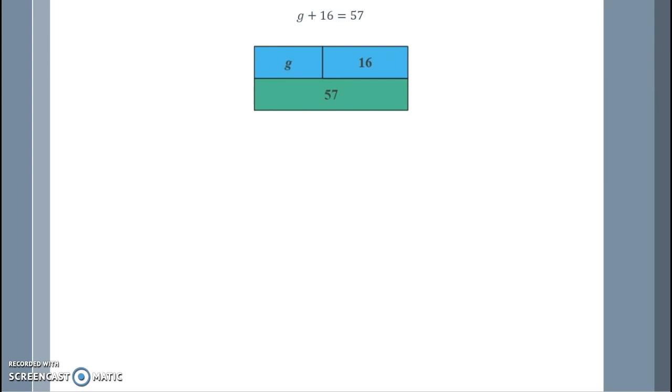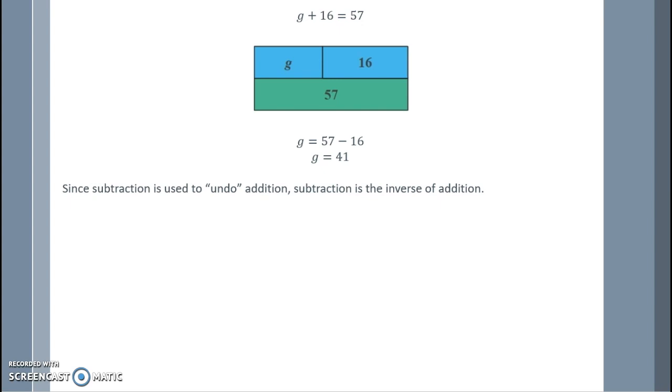G plus 16 is 57. So what plus 16 gives us 57? Well, we can take 57, subtract 16, and that will give us our extra space. So therefore, G must be 41. Since subtraction is used to undo addition, subtraction is the inverse of addition.